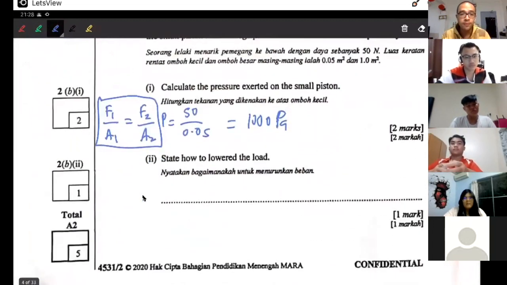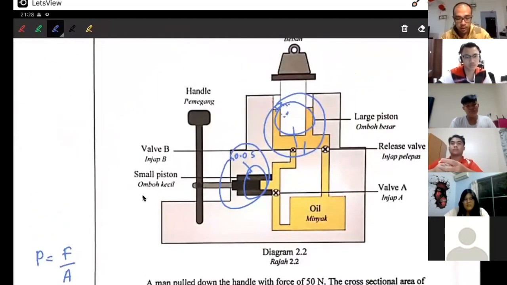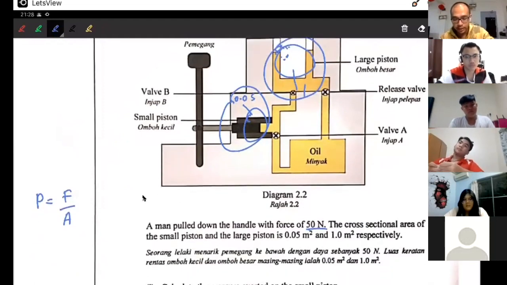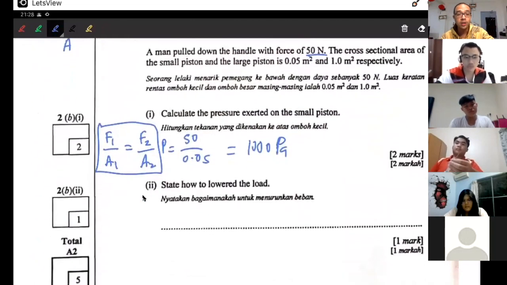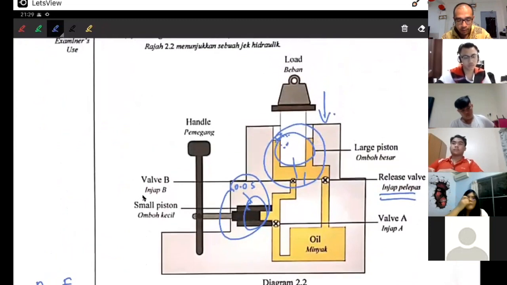So interesting. State how to lower the load. How do we lower this load down? That is the function of the release valve. So this is an interesting question because usually people will ask, calculate the F2. This is the usual question. But they try to up the game and say, we don't want you to just do calculation. We want you to look at this and tell me, if let's say I push this handle, how am I going to lower this load?